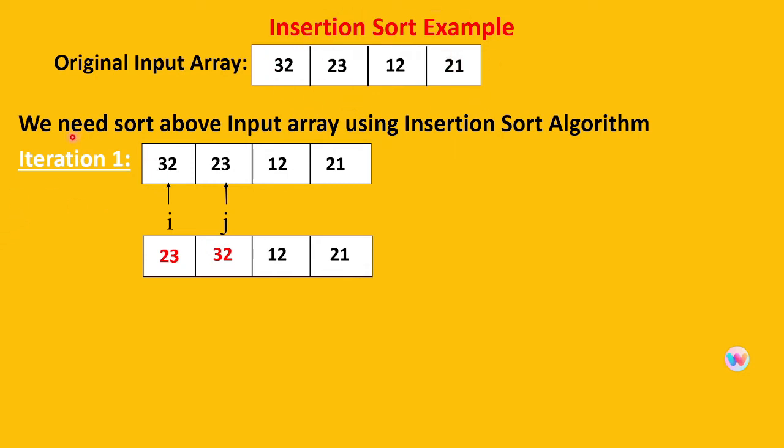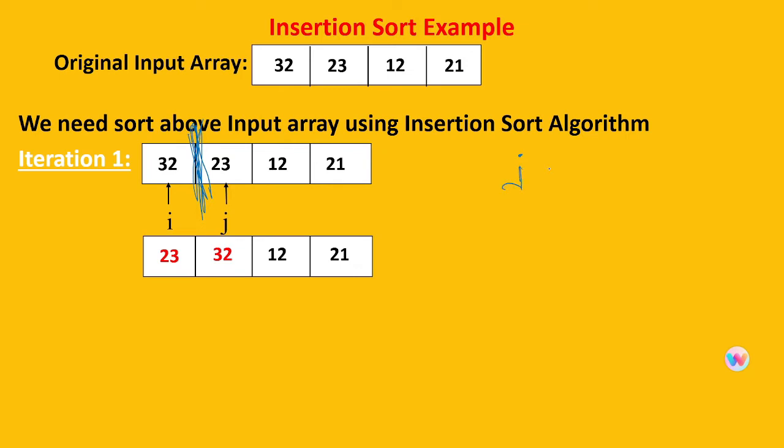So iteration 1, or you can say pass 1. What we have to do, as I told in the algorithm just now, is that the element at index 1 has to be marked as j, and the element at index 0 has to be marked as i. So this is a marker, suppose. Now we have to compare the j element with the i element. So 32 is compared with 23.